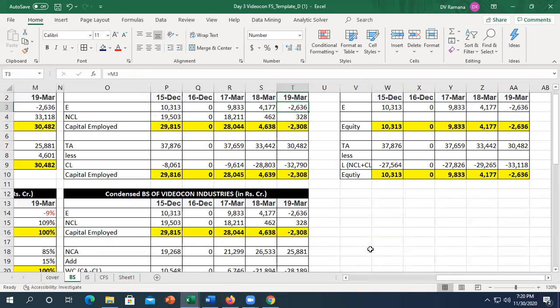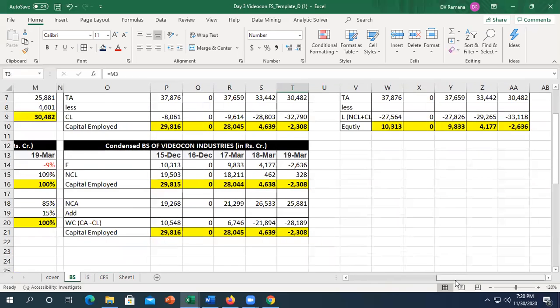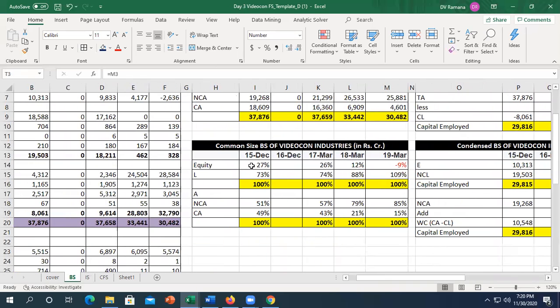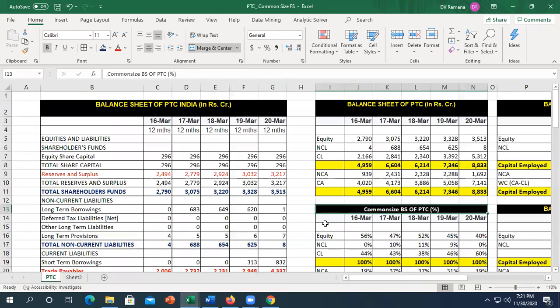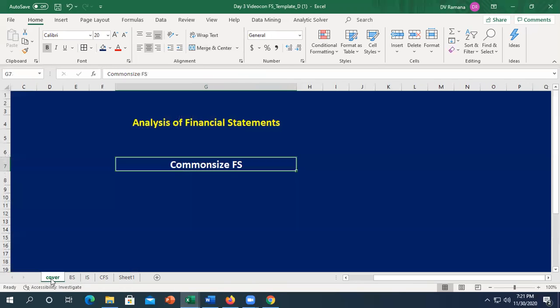I can undertake the analysis over a period of time. What is the composition of the equity over time? That is the intra-company analysis. Comparing Videocon with PTC is the intercompany analysis. So common size statements are a very useful tool in the hands of the analyst to undertake both intercompany analysis and intra-company analysis.